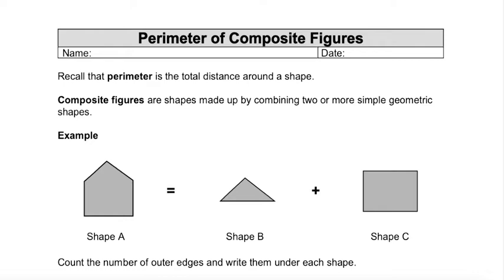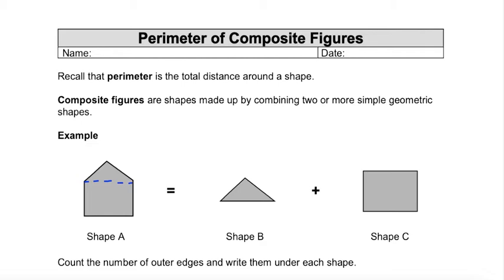All right, welcome back. So, still looking at perimeter. Remember that perimeter is the total distance around a shape. Now, composite figures are shapes made up of combining 2 or more simple geometric shapes. For example, if we have something that looks like a house, it's the combination of a triangle and a rectangle. So we are adding the triangle roof to the rectangle bottom.